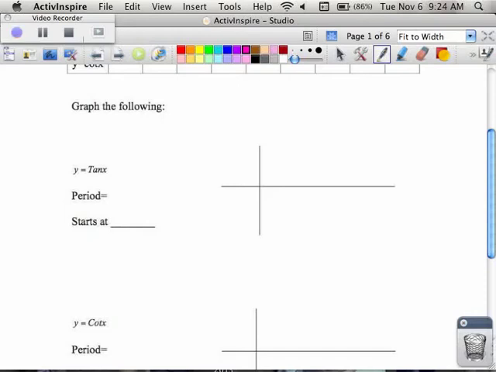In sine and cosine, the period was 2 pi. But in tangent and cotangent, we're going to have periods of pi. That means from the beginning to the end, you will see one full sequence of the tangent graph within 1 pi. So for tangent, what you'll see is that the normal tangent curve goes between pi over 2 and negative pi over 2.